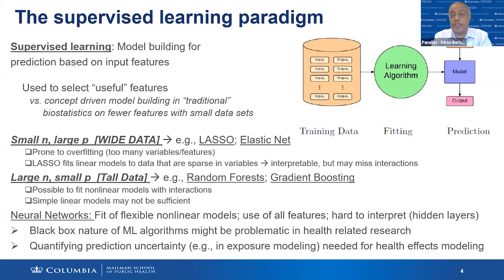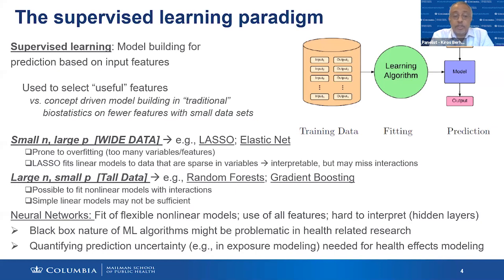So in supervised learning, you're really talking about having training data, trying to come up with a learning algorithm, and then finally to have a model that would give us the best prediction possible. And we can have different flavors of this, where we have a very small sample size but a large number of parameters, what we call wide data. We have techniques like the lasso or elastic net or many others that we can go into detail on in question and answer. And these are prone to overfitting.